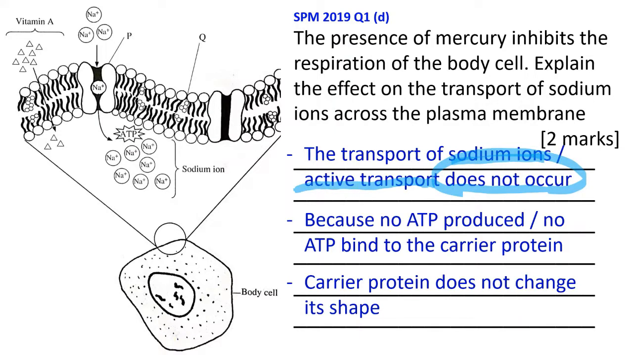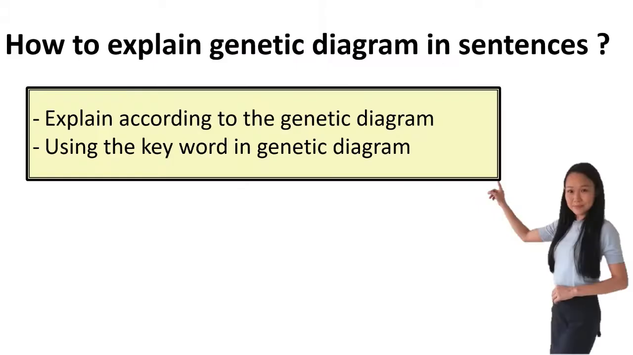Why? It is because no energy is produced already and no ATP binds to the carrier protein. So the carrier protein does not change its shape. So active transport cannot occur.